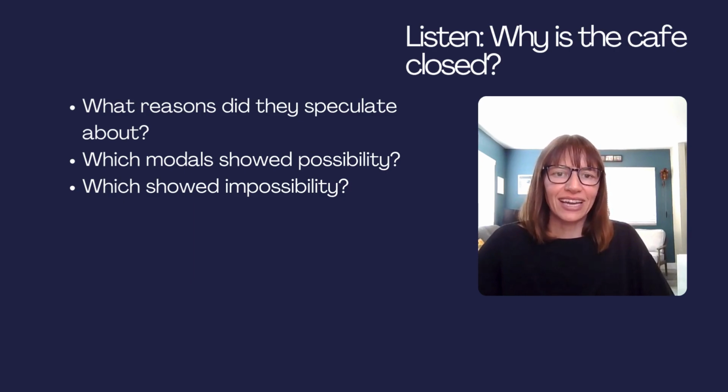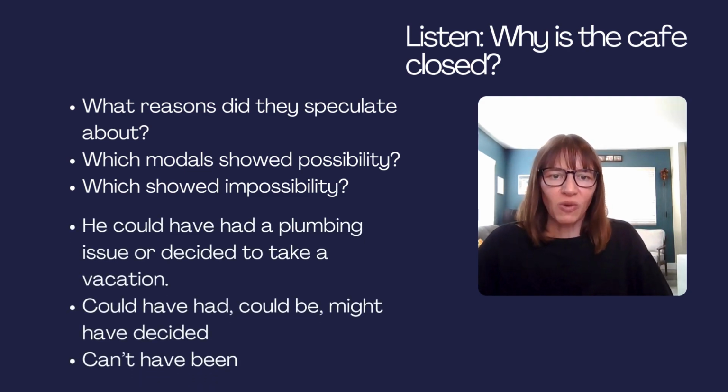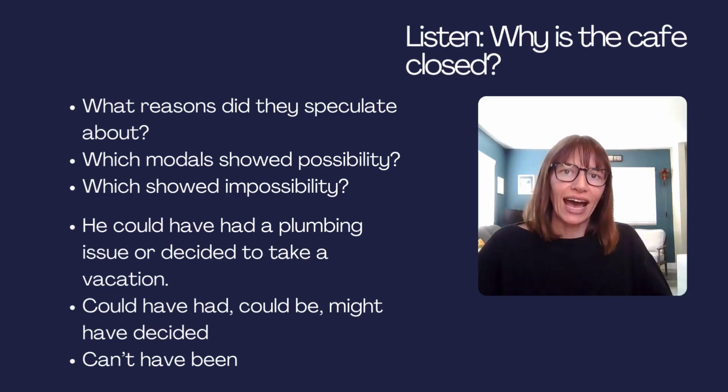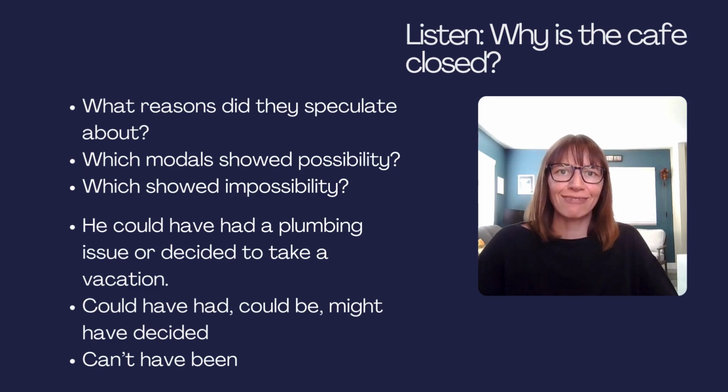Hopefully throughout you are able to hear the answers to these questions. If not, pause the video and return and listen again. But the answer to number 1 is he could have had a plumbing issue or decided to take a vacation. Number 2, our modals of possibility are could have had, could be, or might have decided. And our modal of impossibility, number 3, is can't have been.